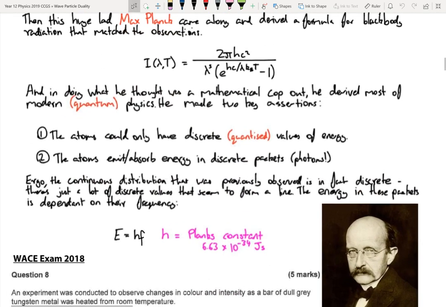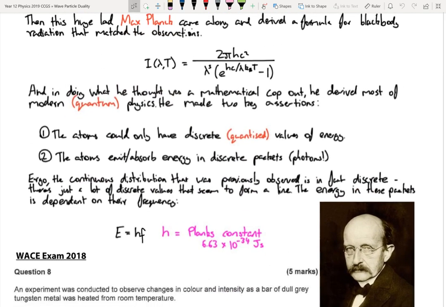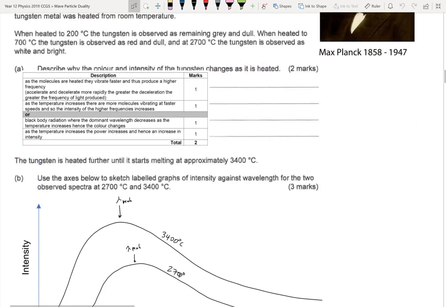All right, so, guys, here's the notes from my student. He has summarized this quite well, and he's provided some graphs, but I want us to sketch some of these graphs. But obviously, Planck made two key assertions: discrete values of energy that atoms could have, and that they emit and absorb in discrete packets called photons. It'll make more sense as we get through the course.